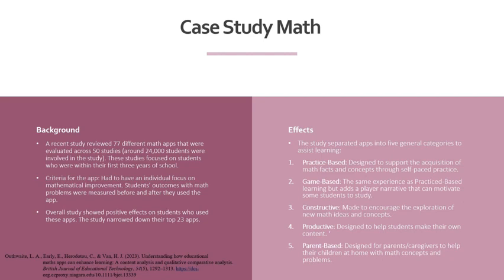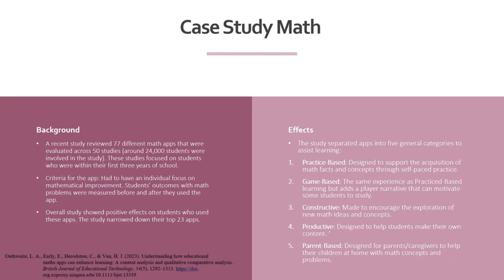The criteria for the app that they focused on is that it had to have an individual focus on mathematical improvement. Students' outcomes with math problems were measured before and after the app. The overall study showed positive effects on students who used these apps, but the study narrowed down their top 23 apps. So, in their top 23 apps, on the right side, I have the effects. They listed these 23 apps off into a group of 5 general categories.